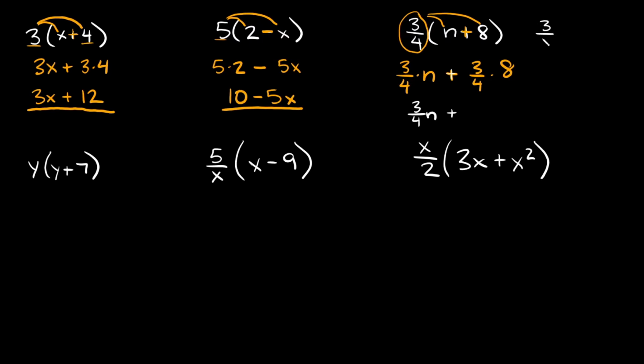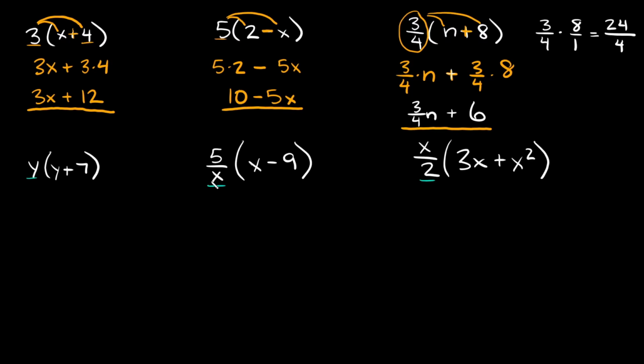So 3/4 times 8 would be the same thing as 3/4 times 8 over 1, right? Because I can just rewrite 8 as a fraction by putting it over 1. So then this would be equal to, let's see, 3 times 8 is equal to 24, and that'd be over 4 times 1, which is 4. Okay, so 24 divided by 4 is equal to 6, right? So this simplifies down to just 6. So your simplified answer right here would be 3/4 n plus 6.